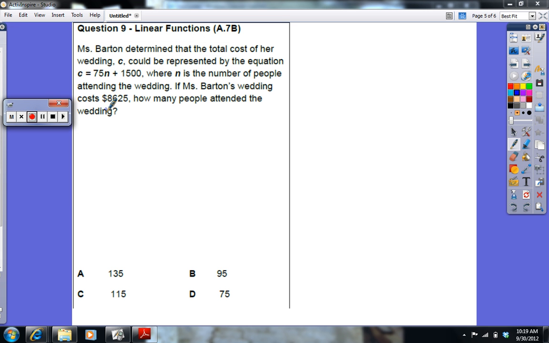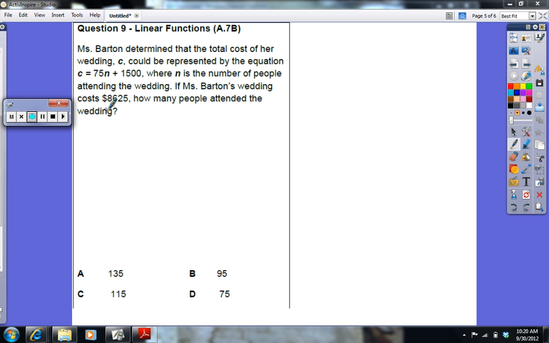Ms. Barton determined that the total cost of her wedding, C, could be represented by the equation C equals 75n plus 1500, where n is the number of people attending the wedding. If Ms. Barton's wedding costs $8,625, how many people attended the wedding?